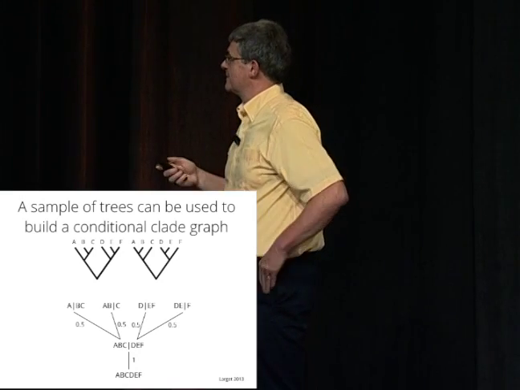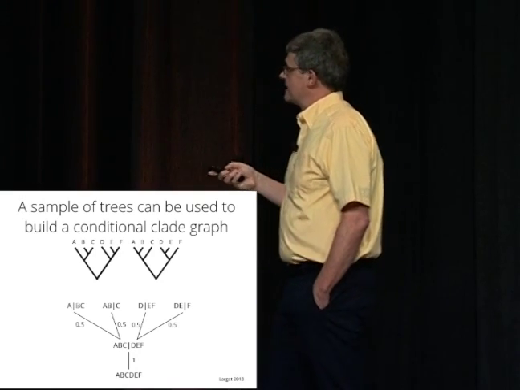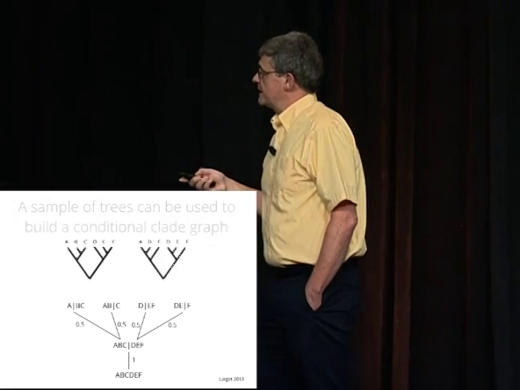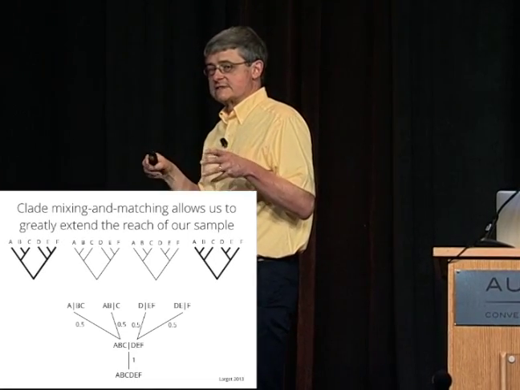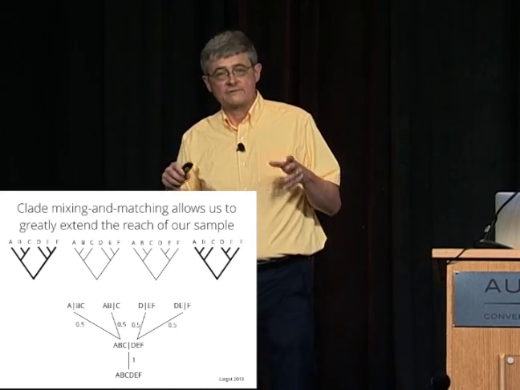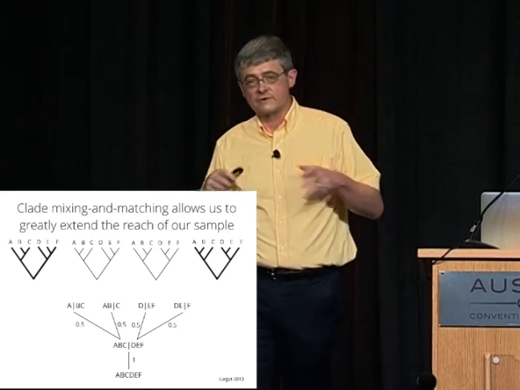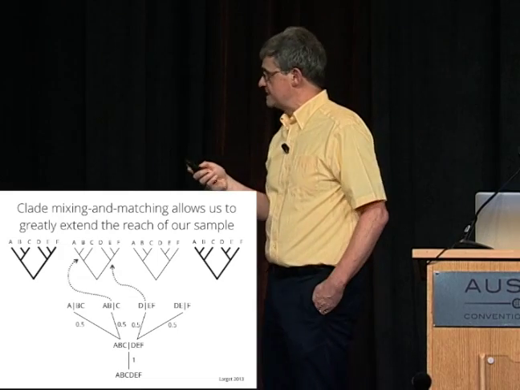but hopefully it's still good coffee at the end. So what you can do is mix and match clades in the conditional clade graph, and you can accommodate your sample for trees that you didn't actually sample, but which you probably should have sampled if you had sampled a lot more. So if you'd kept your MCMC going a lot longer, you probably would have seen these combinations.